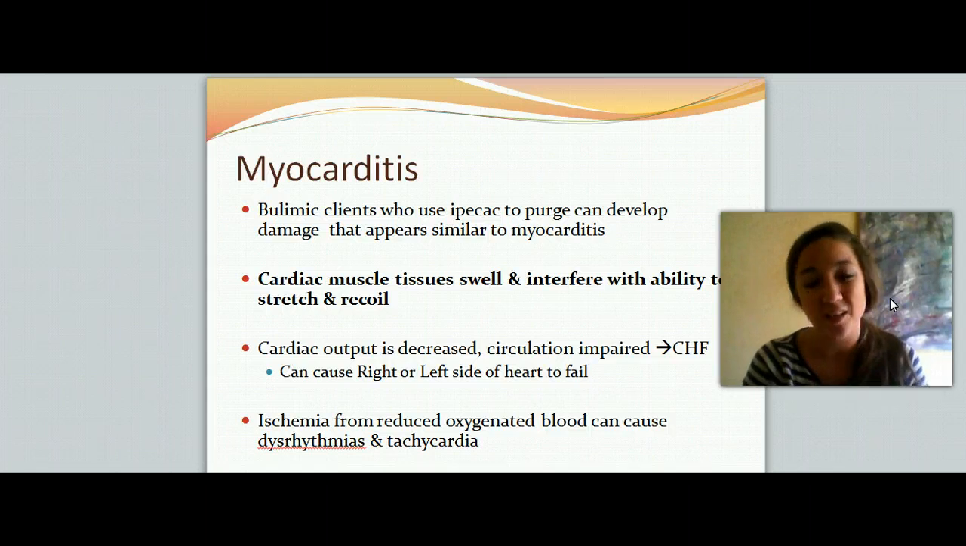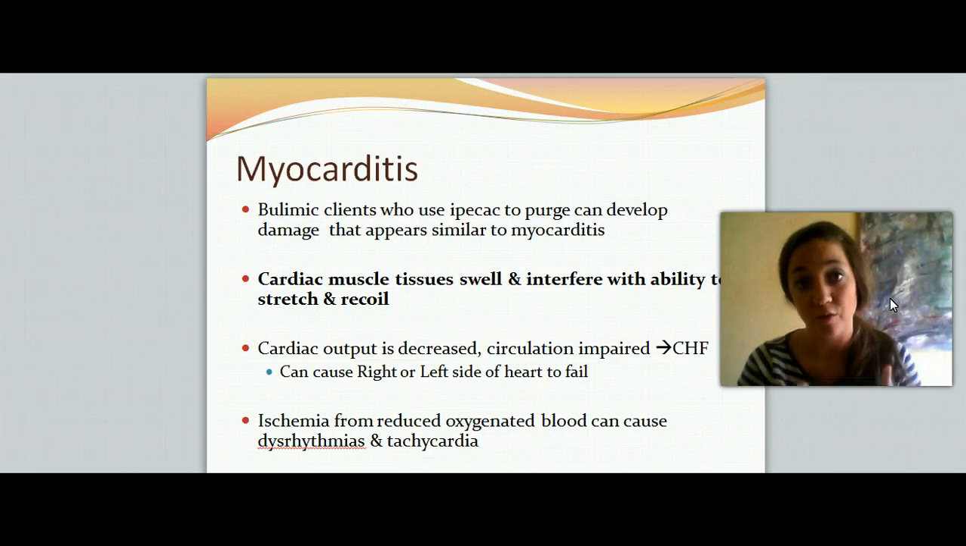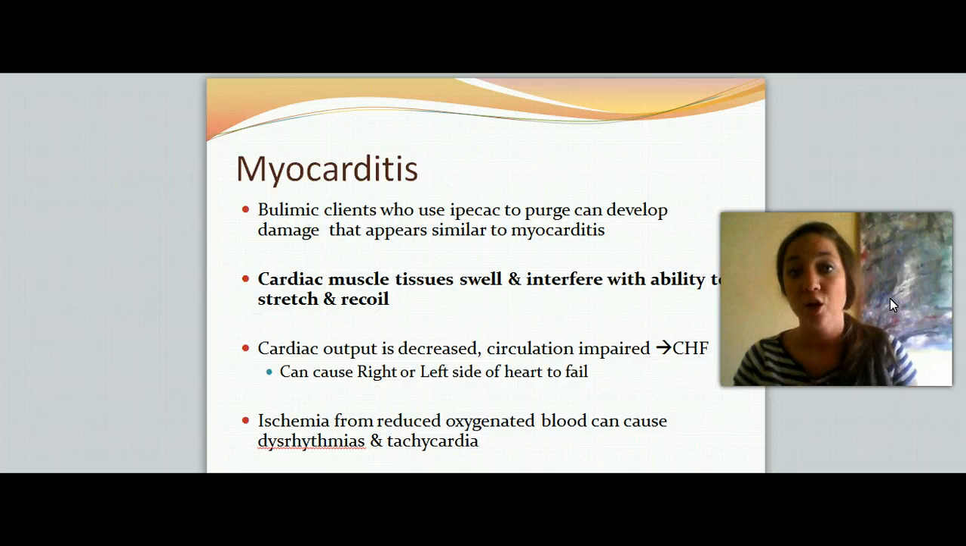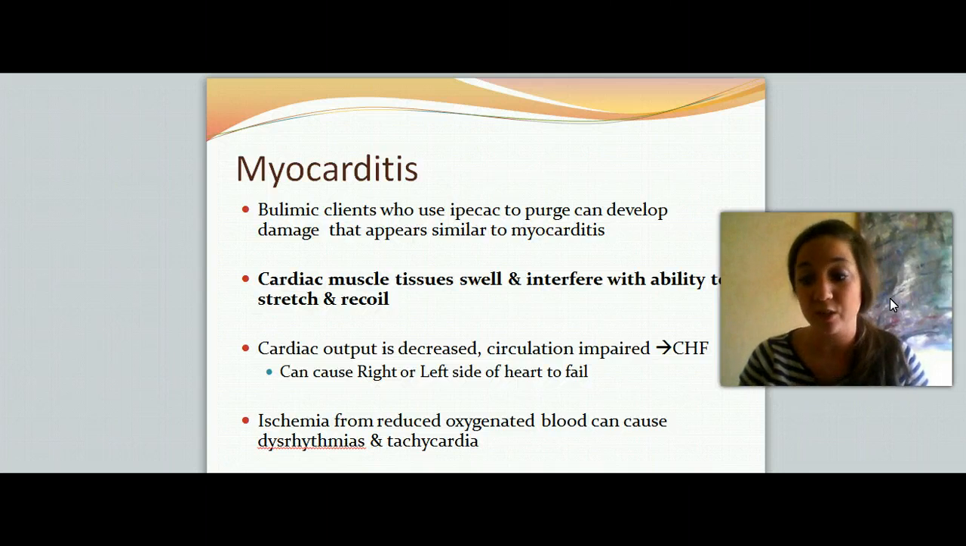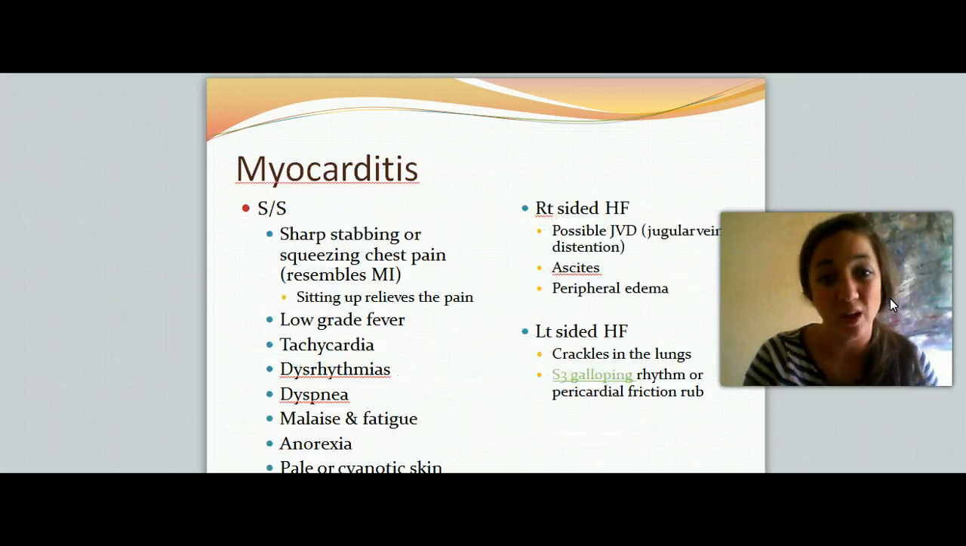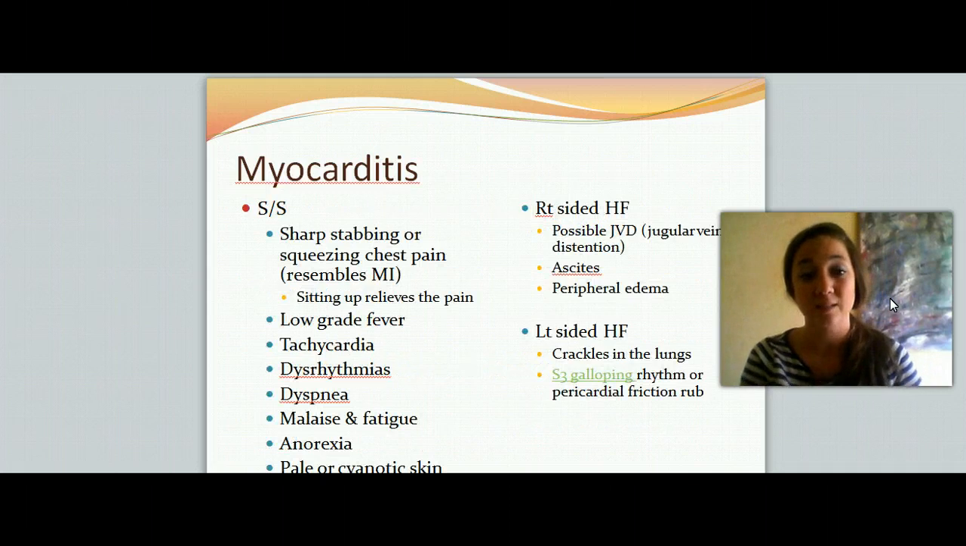So the cardiac output is going to be significantly decreased, which will then interfere with circulation to your extremities and the rest of your body. But the right or left side of your heart can eventually fail because all of that blood will be backing up since it's not leaving the heart to go to the rest of the body. You can end up having ischemia just because you have reduced oxygenation to your body, and that can end up causing dysrhythmias and tachycardia too. So we really need to look at a lot of things when we're looking at myocarditis.